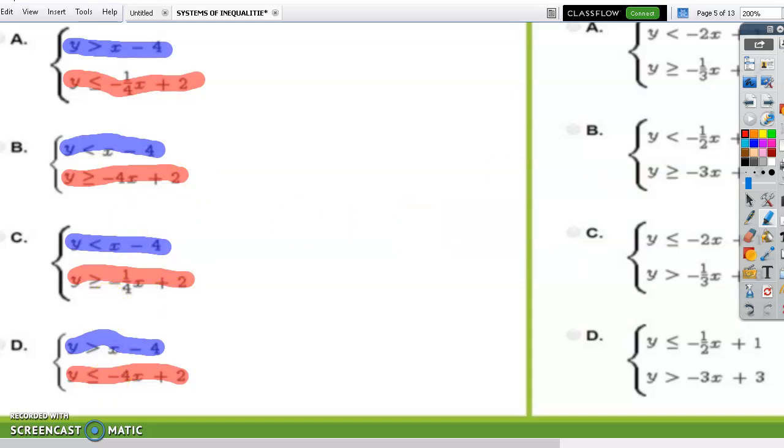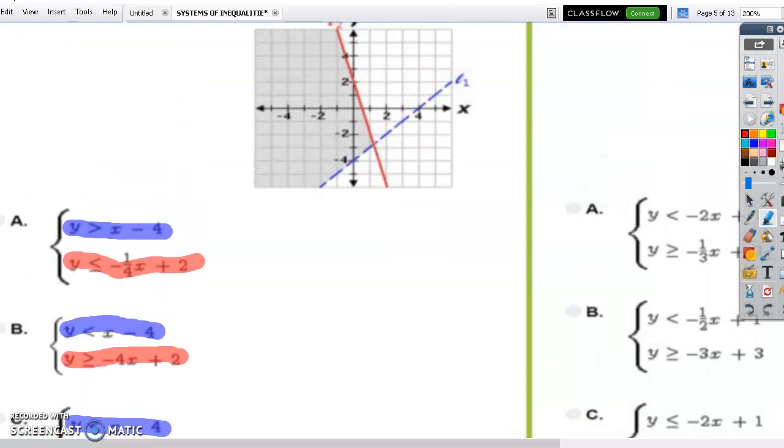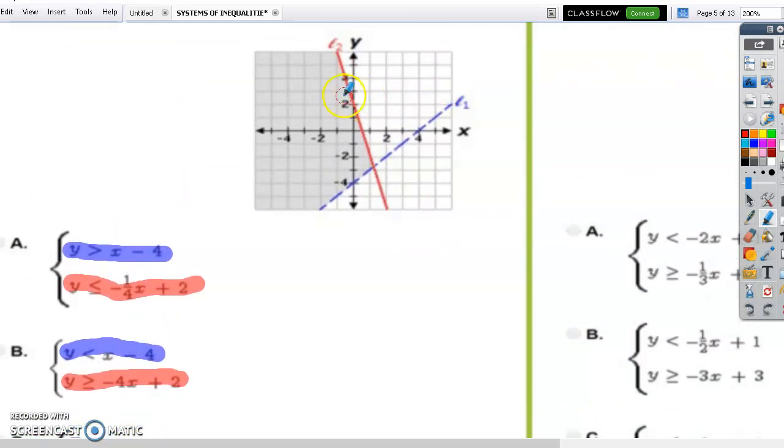So let's come up here and check out our red line. Obviously our red line has a negative slope. Every single one of those choices has the red line as having a negative slope. So here is our y-intercept. And another perfect point, I think, is right here.